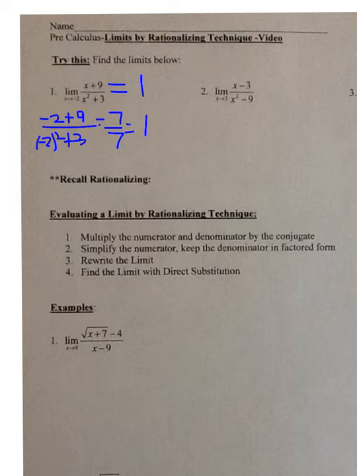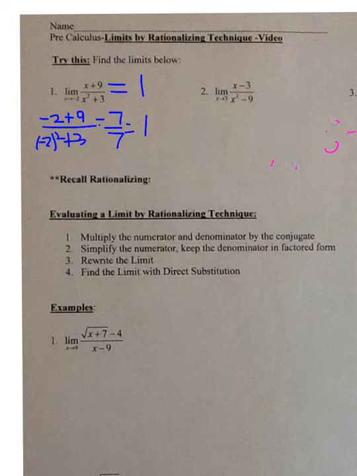All right, so let's try number 2. So again, we're going to try direct substitution. It is the limit as x approaches 3 of x minus 3 over x squared minus 9. So I'm going to do the direct substitution. I have 3 minus 3 over 3 squared minus 9. So that's 0 over 9 minus 9, which is 0 over 0. That is undefined. So we have to try doing what we did yesterday and 2 days ago, the dividing out technique.